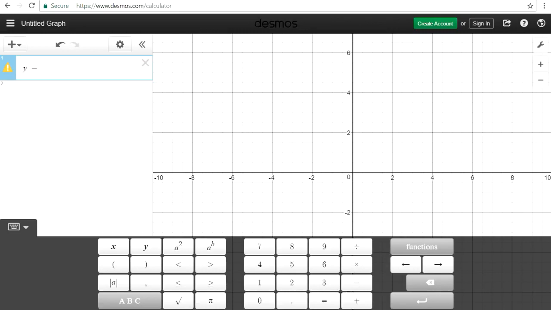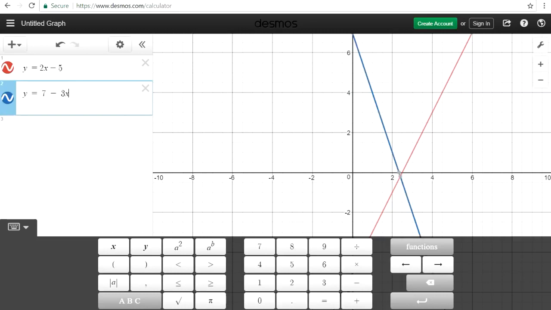Let's see what else we could do. Sometimes you may need to graph multiple functions. Let's say if you want to solve a system of equations by graphing. This is 2x minus 5, and then you can hit enter and write in another equation. Let's say we want to graph 7 minus 3x. So at the point of intersection, that's the solution to the two equations.